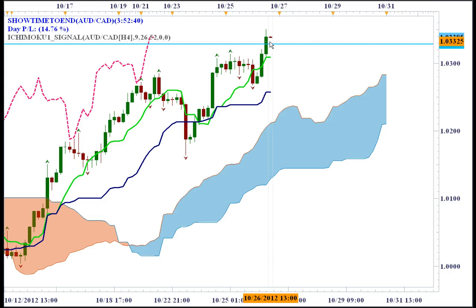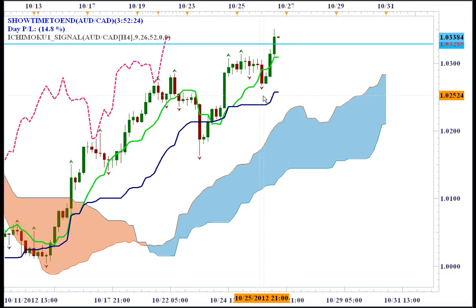Now the thing is, I didn't take this trade because I have a different trade, and I'm going to show you that. But now looking at this 4 hour time frame, everything is bullish here. You got a TK crossover, bullish. Price is above the Kumo, bullish. Your Kumo twist is bullish, and your Chikou span is bullish. So everything is bullish on this chart.